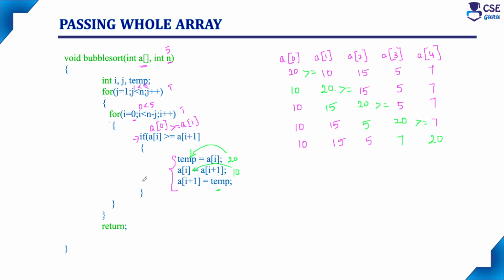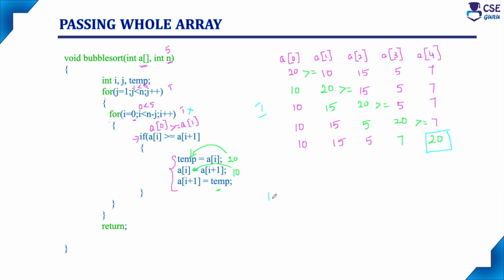So now in the next iteration of inner for loop, i gets incremented to 4. Condition fails, and the inner for loop will terminate here. Now control will be transferred to outer for loop. So at the end of the first iteration of jth for loop, the first largest element in the array will bubble up at the last position. Okay, so this is the first iteration of outer for loop.